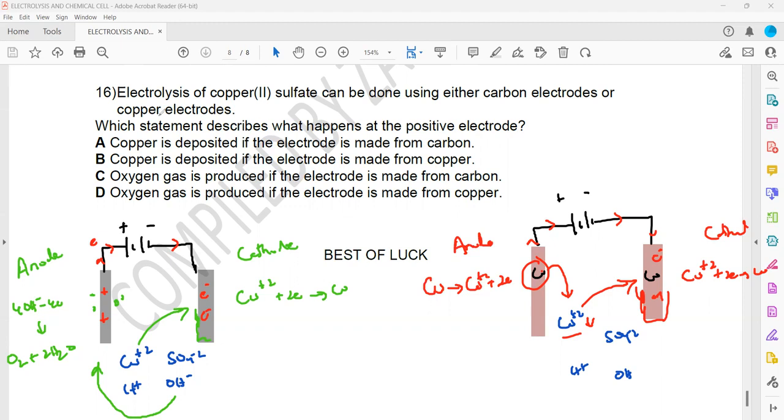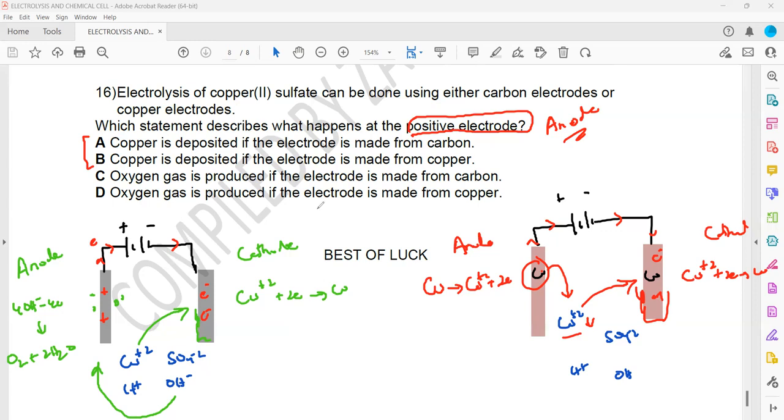So we have to identify which statement describe what happened at a positive electrode, like anode. Copper is deposited, so A and B are totally wrong. Why A and B are totally wrong? Because copper cannot be deposited at the positive electrode. Because we want to find what happened at a positive electrode. So at a positive electrode or anode, copper can never move because copper is a positive ion. Positive ions always move towards cathode. So copper cannot be deposited.